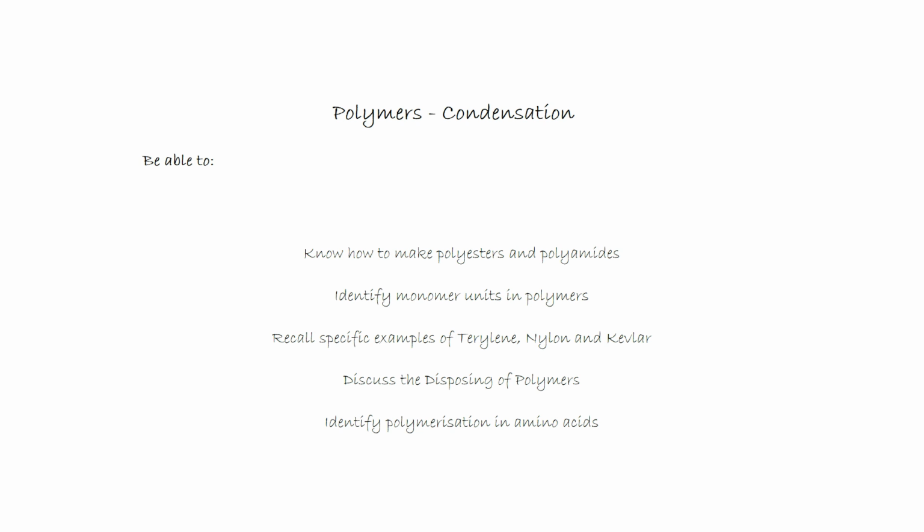So you should now be able to make polyesters and polyamides, or know how we make them, identify monomer units in polymers, recall specific examples of Terylene, Nylon and Kevlar, discuss the disposing of polymers, and identify polymerization in amino acids. That's all for now.